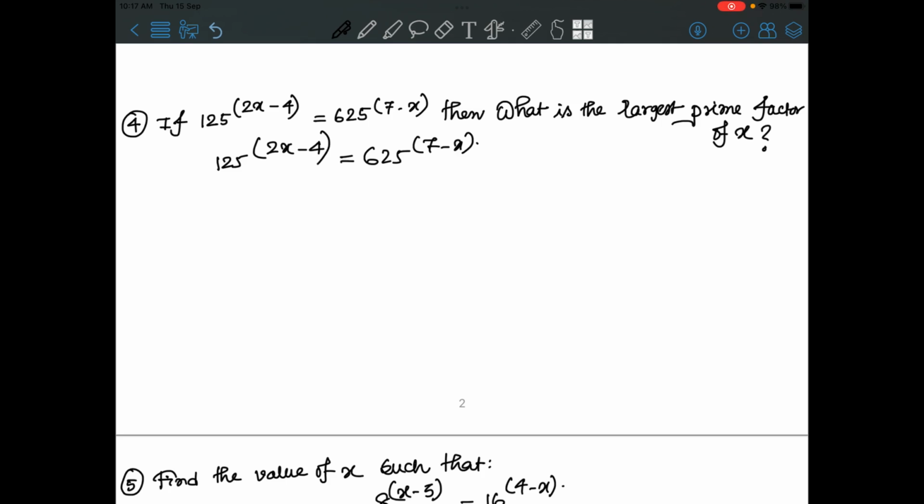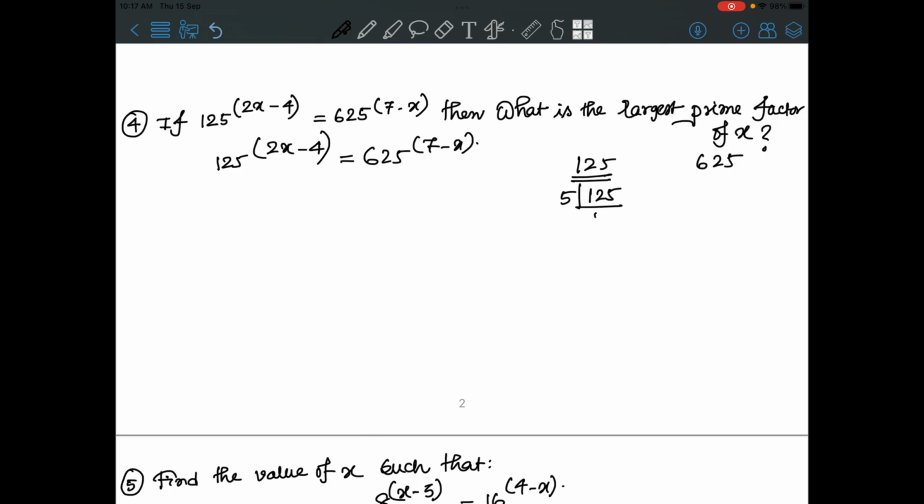Now how are we going to solve it? To solve this problem, we will factorize 125 and 625. So after factorizing 125, what are we going to get? The first question is, how are we going to factorize 125? Let me show you.